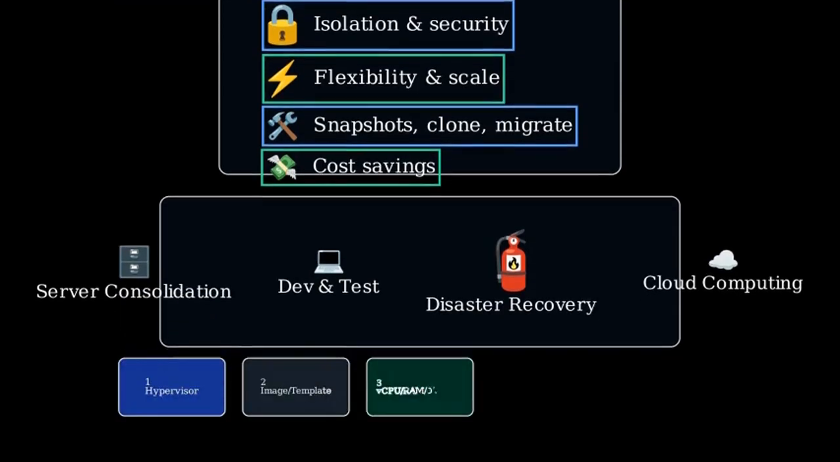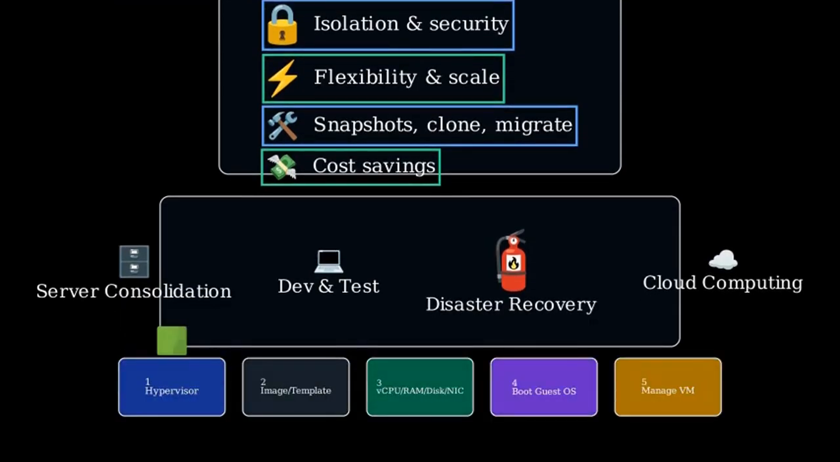The basic workflow is as follows. 1. Install or configure the hypervisor on the host. 2. Create or import an image or template. 3. Allocate virtual resources like vCPU, RAM, disk, and network. 4. Boot the virtual machine and configure the guest operating system. 5. Manage your VMs with start, stop, snapshot, migrate, clone, or delete.